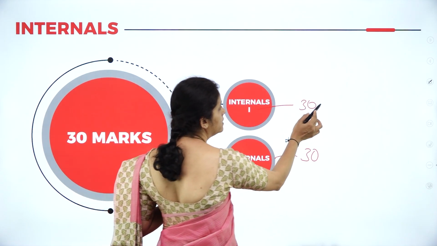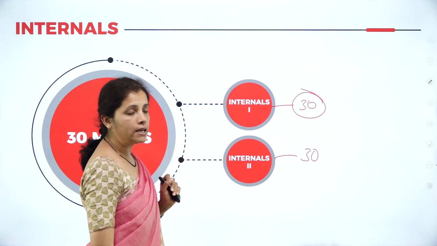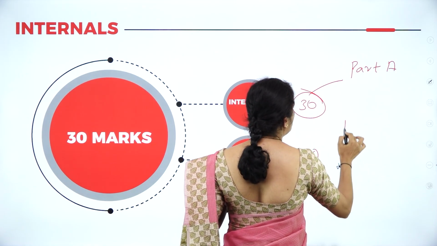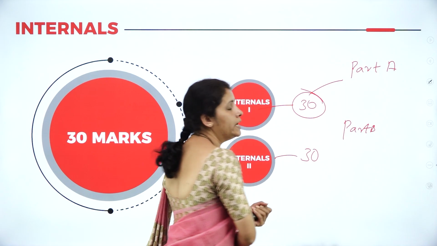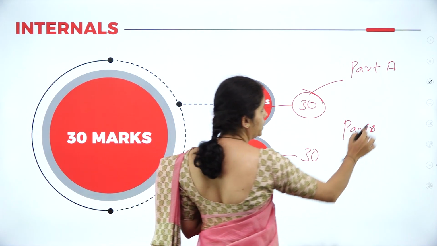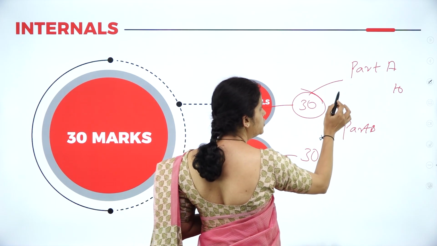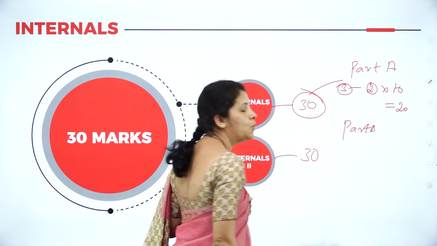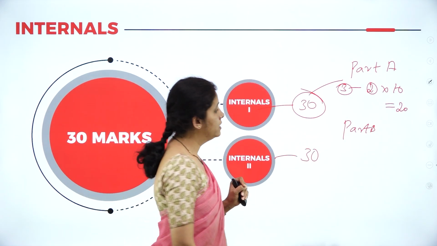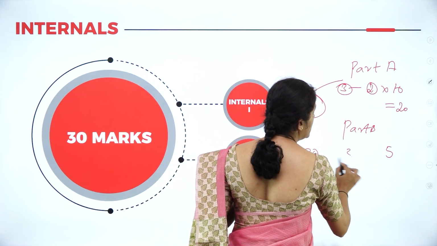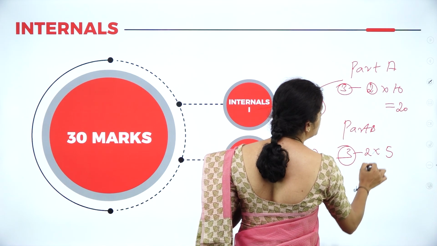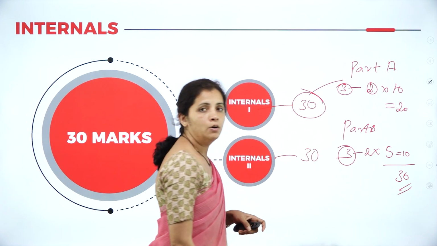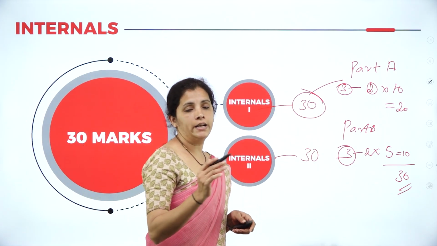Okay, fine. If I consider 30 marks, that is divided into part A and part B. In part A, I'm going to get 10-mark questions. How many questions? 3 questions, out of 3, 2. 2 into 10, it is 20. If I consider part B, 5 marks, 3 questions, out of 3, 2. 2 into 5, it is 10. 20 plus 10, it is 30. So this is all about your internals.